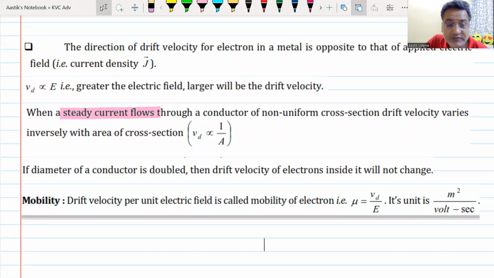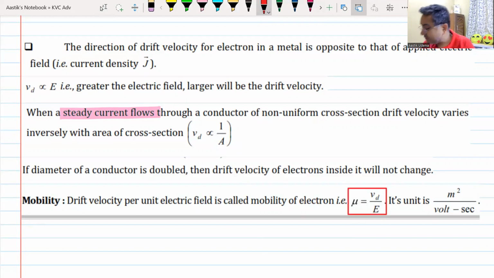Drift velocity per unit electric field is known as mobility. I have seen a few questions come on what is mobility. Remember, mobility is drift velocity per unit electric field. I'll give you 2 minutes to note this down.